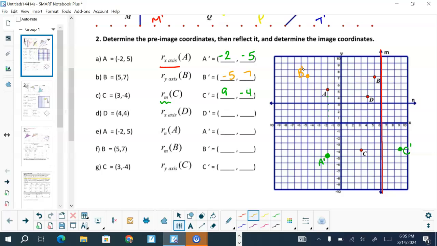We already did C together. D wanted us to go over the x-axis. So that one as a coordinate should have been at 4, -4. So it should be right there, D prime.